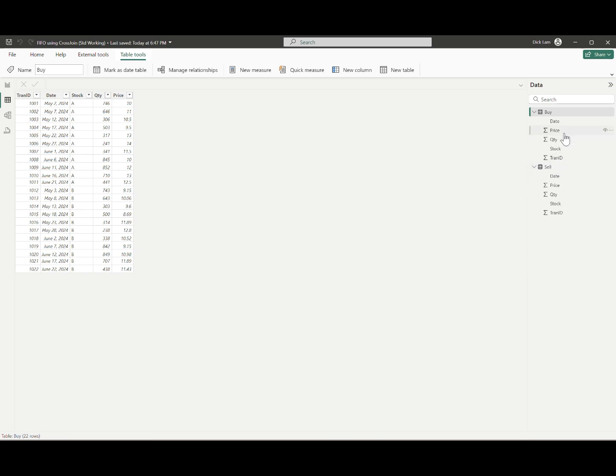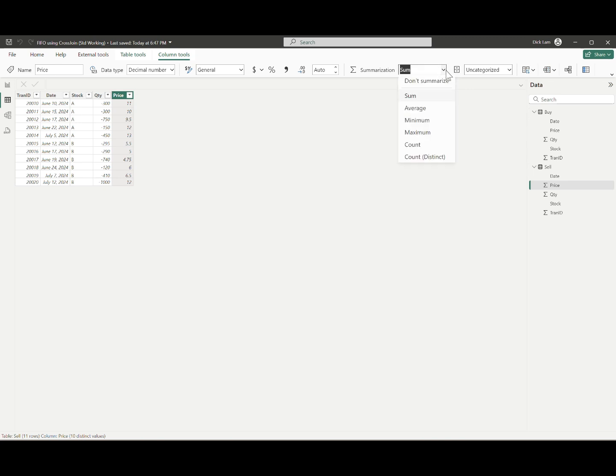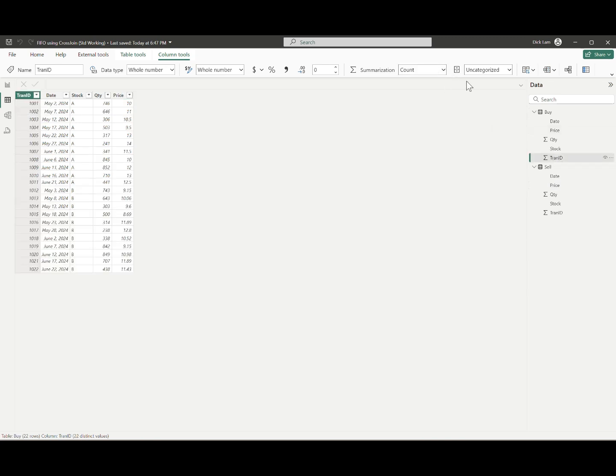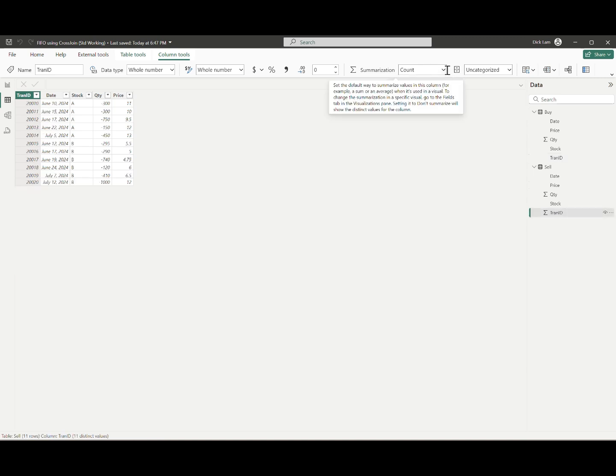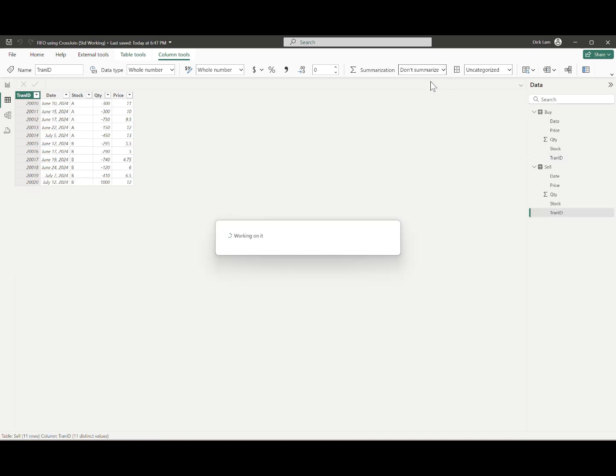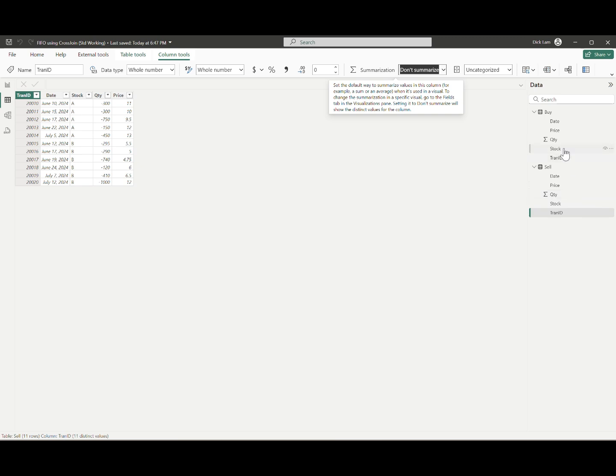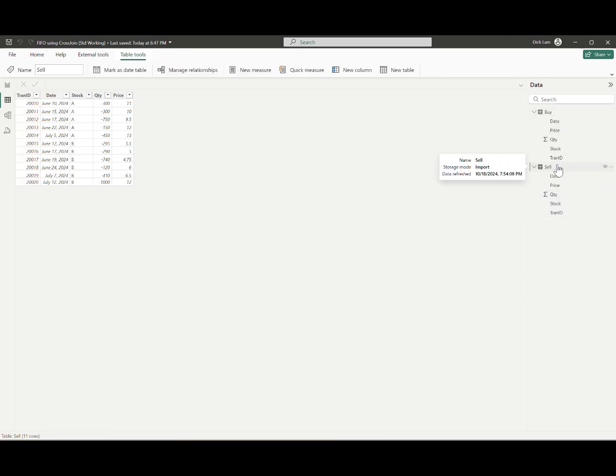Let me do some housekeeping. The price we don't sum. Tran ID, of course, we don't sum. We don't count. Okay, only quantity we will sum. And for the buy data table, we don't need to do anything. But for sell, we need to do something, mainly create some additional columns.